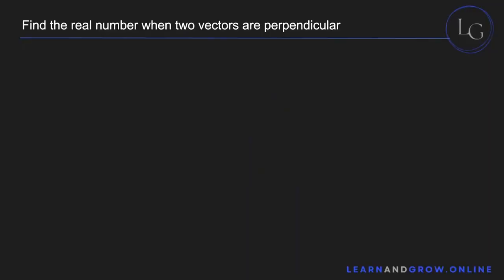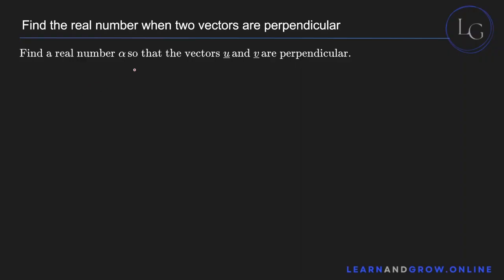Now let's see how you can find a real number when two vectors are perpendicular. It says here to find the real number alpha so that the two vectors u and v are perpendicular. It says that u is equal to 2 alpha I plus j plus minus k, v is equal to I plus alpha j plus 4k. How will you find this alpha value when the two vectors u and v are perpendicular?